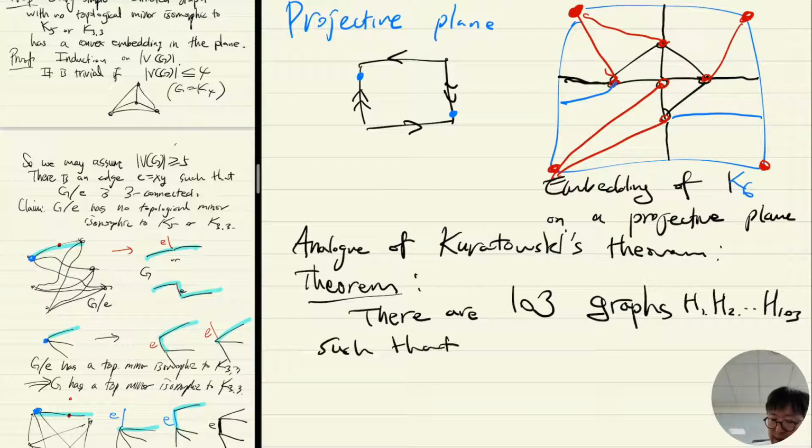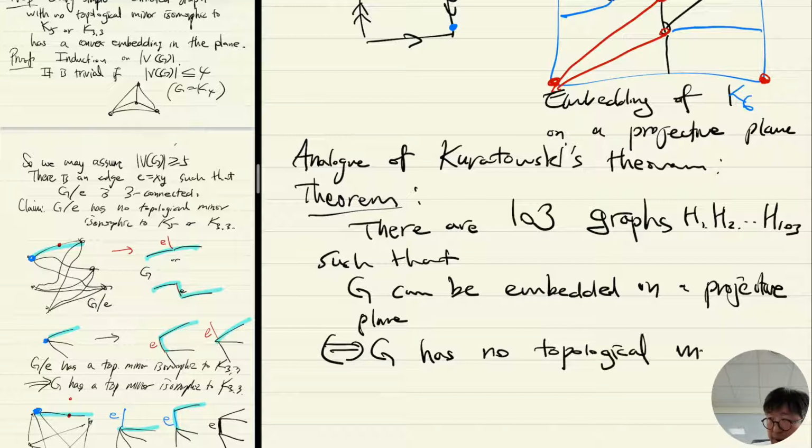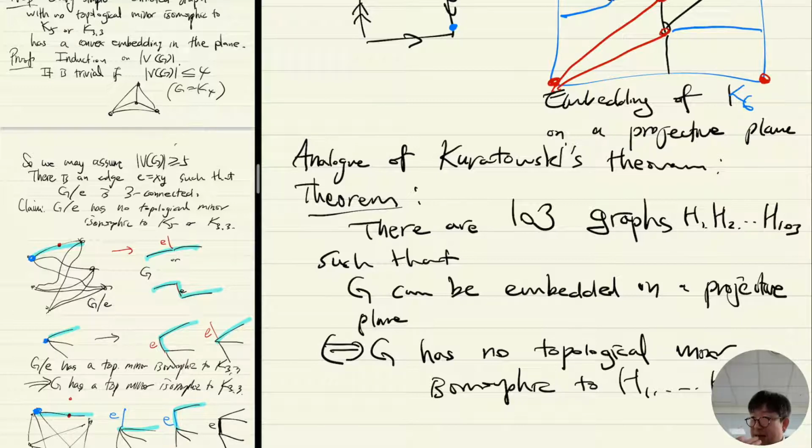such that G can be embedded on a projective plane if and only if G has no topological minor isomorphic to H1 up to H103. Okay, and this 103 is a typical number. Exactly, and this has been completely characterized.